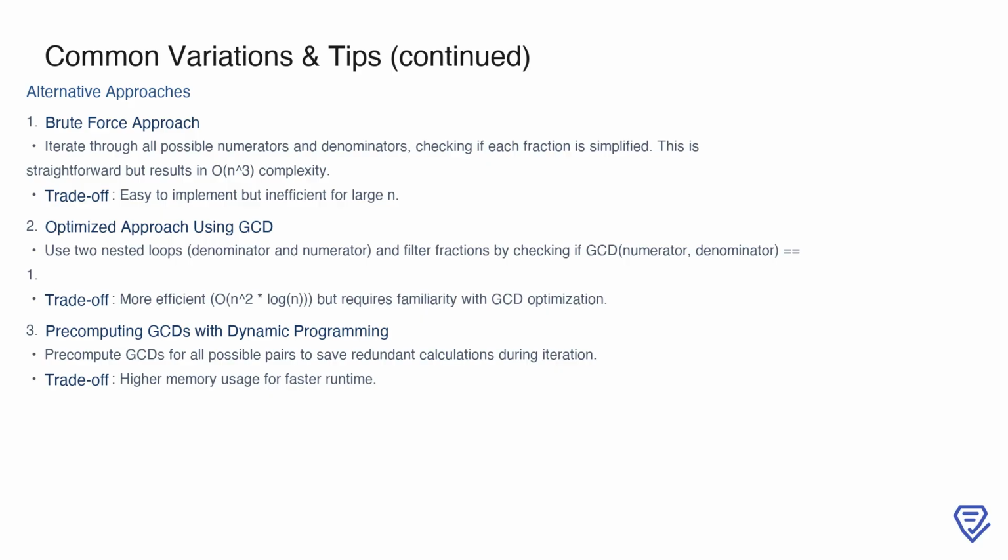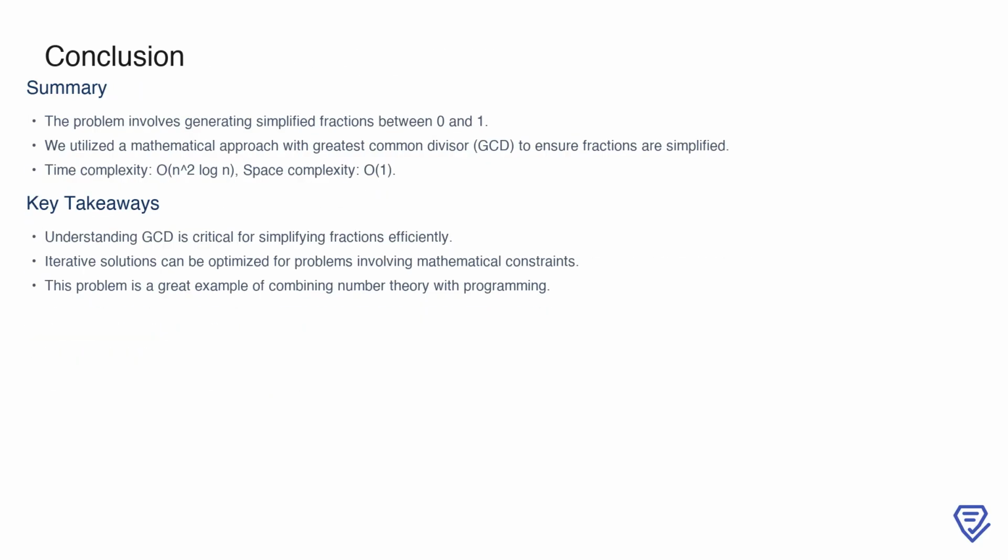For even greater efficiency, you could pre-compute GCDs for all possible pairs using dynamic programming. This eliminates redundant calculations during iteration, trading higher memory usage for faster runtime. Each of these methods has its trade-offs, so the best choice depends on the input size and the constraints of the problem.